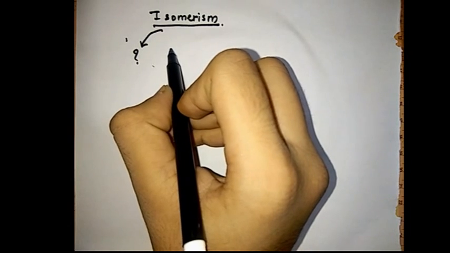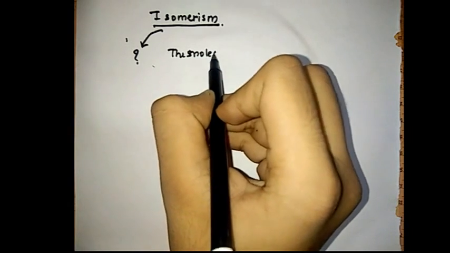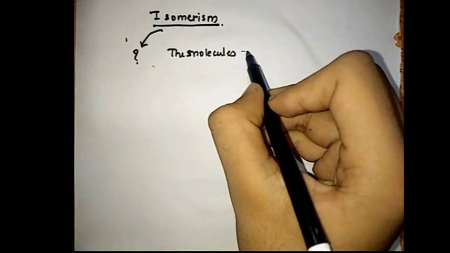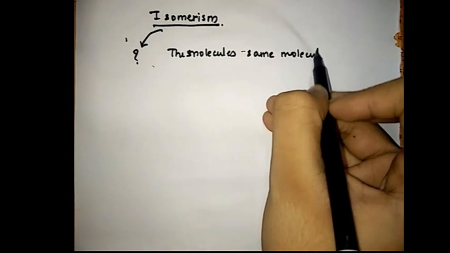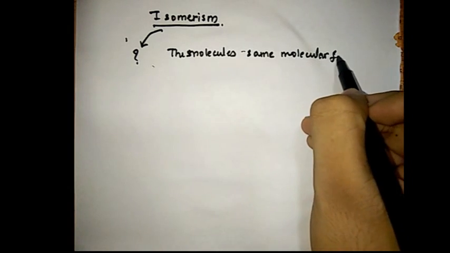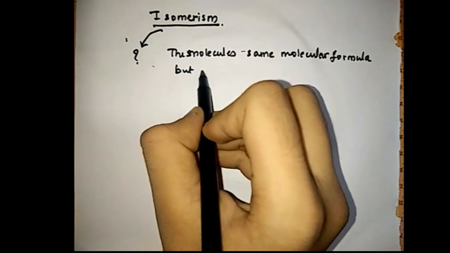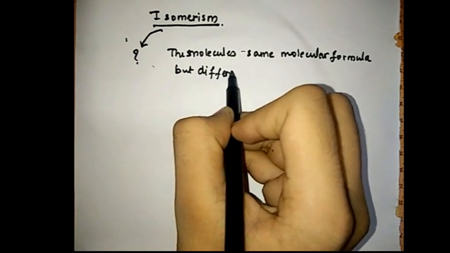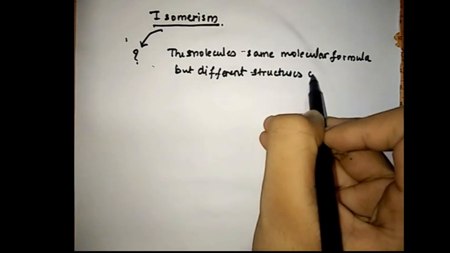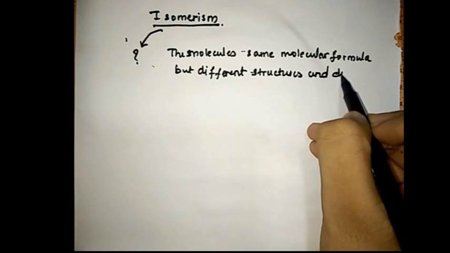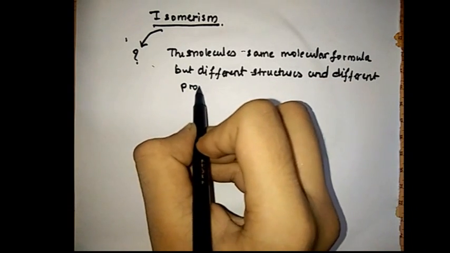Isomerism is the phenomenon where structures, molecules, have the same molecular formula but different structures and different properties.